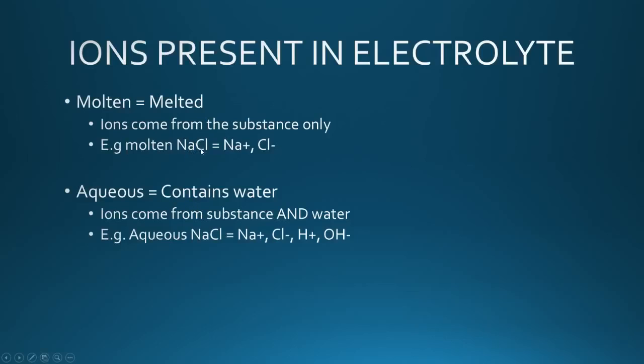Molten sodium chloride, for example, you know that because it's just melted, the ions can only come from the substance only, so therefore you have the sodium and the chloride ions. Pretty simple. Aqueous, a little bit more difficult, because the water itself produces ions. So if you have any sort of aqueous solution, you can guarantee that inside the electrolyte you'll actually find hydrogen and hydroxide ions, in addition to the ions coming from the substance, for example sodium chloride. So in this case, aqueous sodium chloride, you'll have the sodium and the chloride ions along with hydrogen and hydroxide ions, these ones coming from the water.